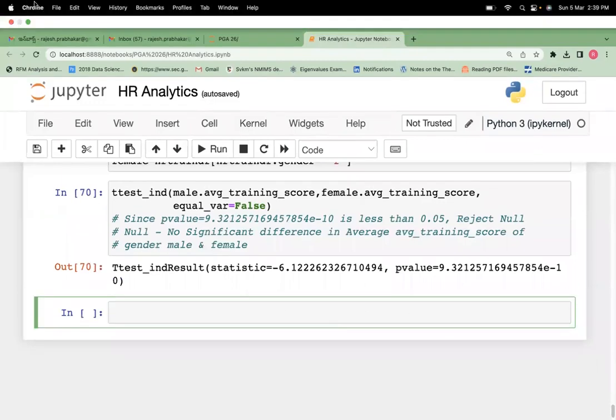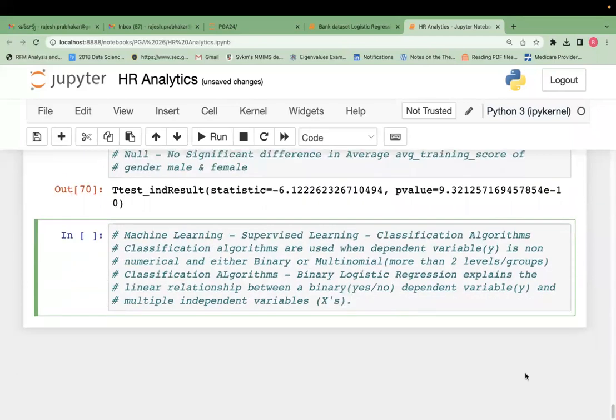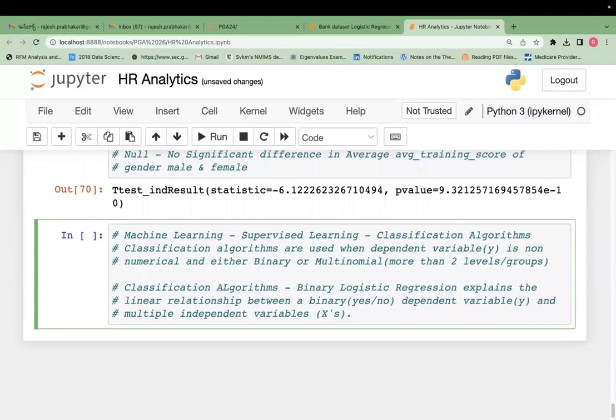So you were discussing the binary logistic regression, right? So machine learning, supervised learning, classification algorithms, when the dependent variable is non-numeric, either binary or multinomial. Multinomial means more than two. So binary logistic regression explains the linear relationship between a binary dependent variable y and multiple independent variables.